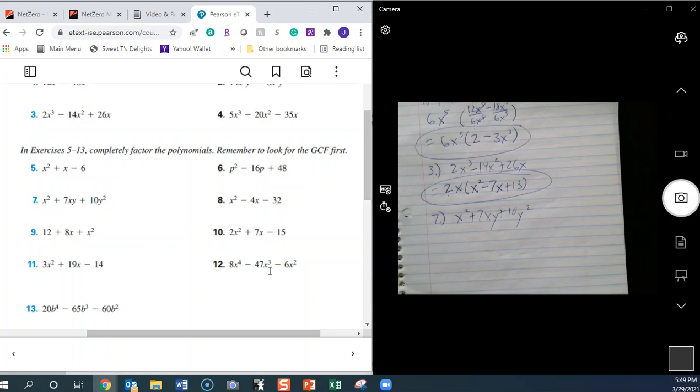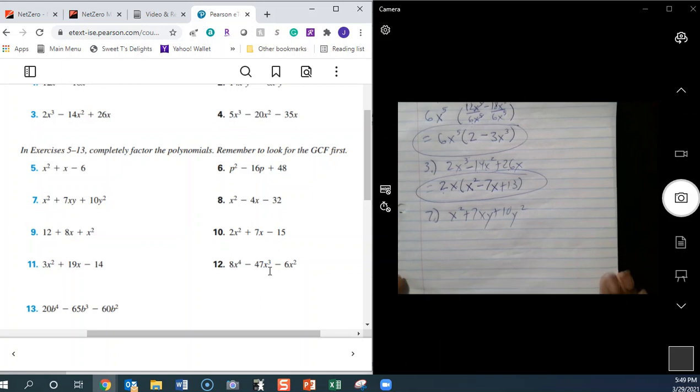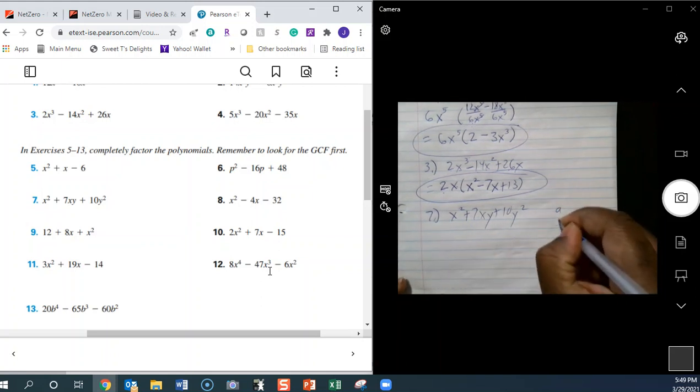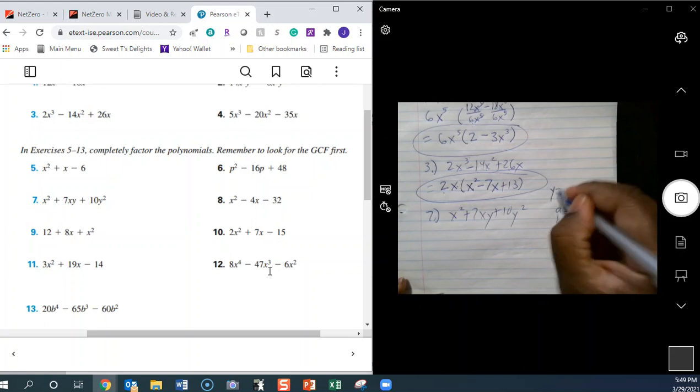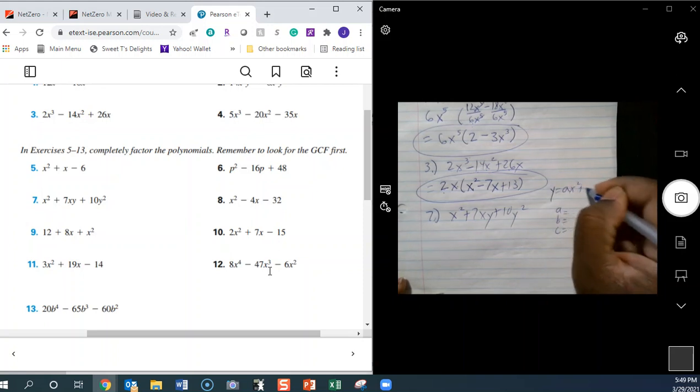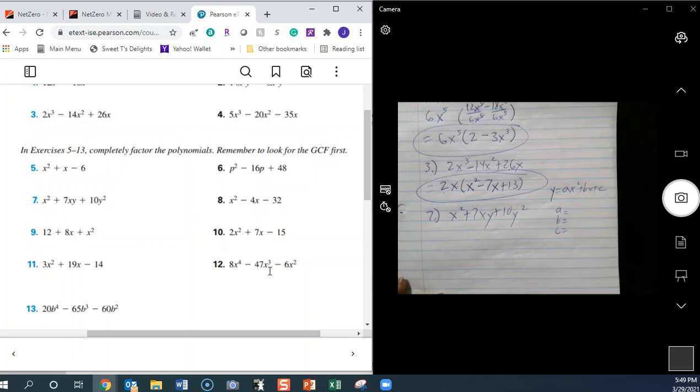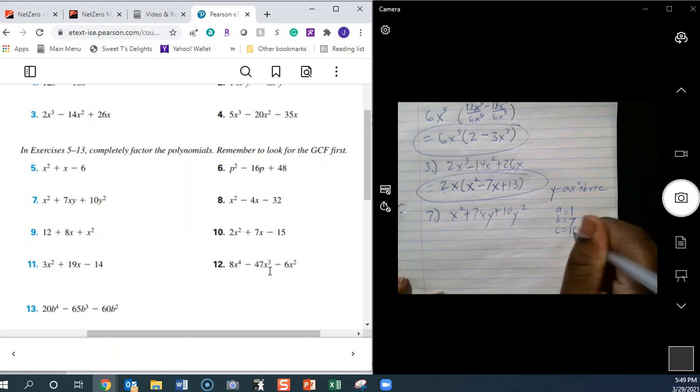Now, I know a lot of you have had experience dealing with the FOIL method and factoring a polynomial. So I'm going to go through the steps of factoring a polynomial. First thing you do is list your A, B, and C. Now remember, our typical equation is y equals ax squared plus bx plus c. It may look a little different, but it's set up in this fashion. So our A here is 1. Our B is 7, and then our C would be 10.